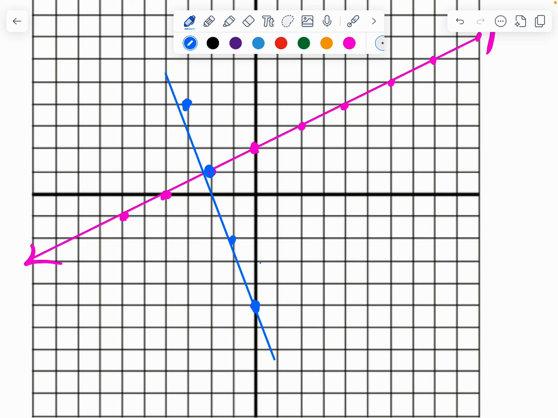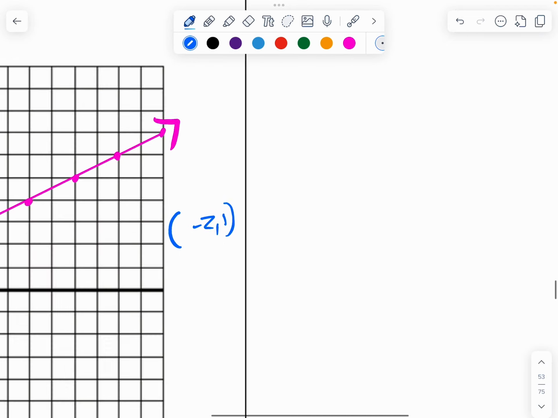That was a horrible line. I can't even deal with that. It was ugly. There we go. Okay, so where did they run into each other? At -2, +1. So that's the solution for that.